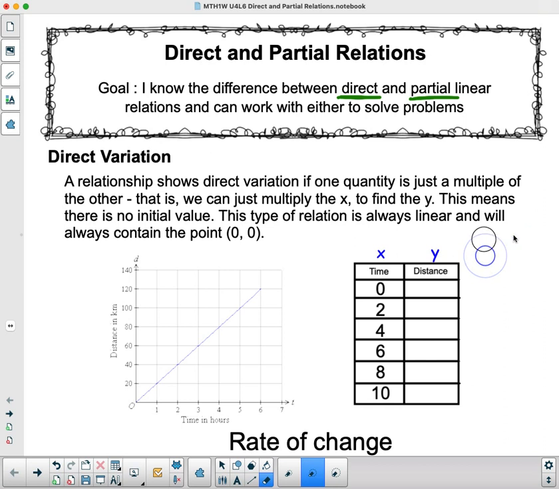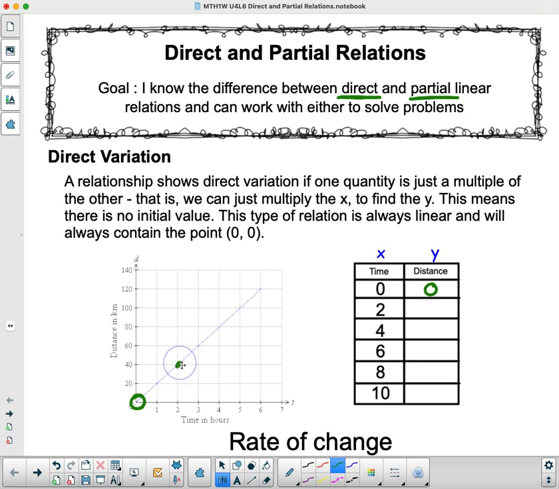So what does that look like? This means there's no initial value. This type of relation is always linear and will always contain the point 0, 0. So if we take a look, where can we see that point 0, 0? Well, it'll be down here on a graph, and it'll be here on a table of values. And so we're just going to put these dots on the table of values.